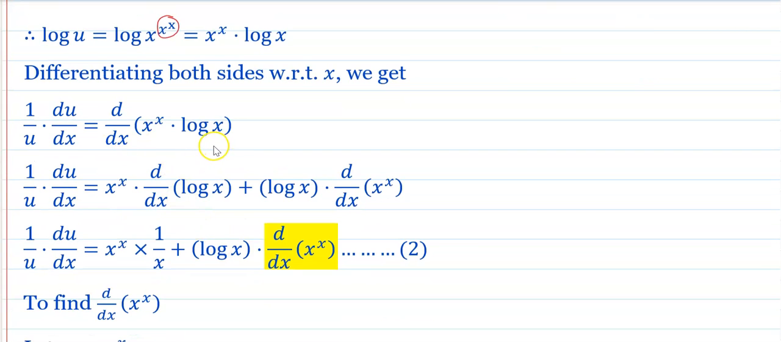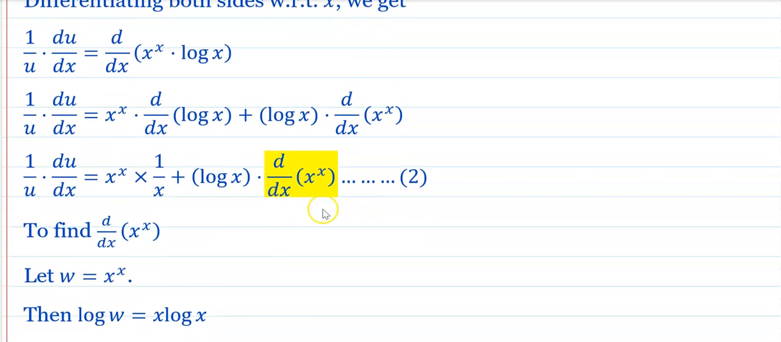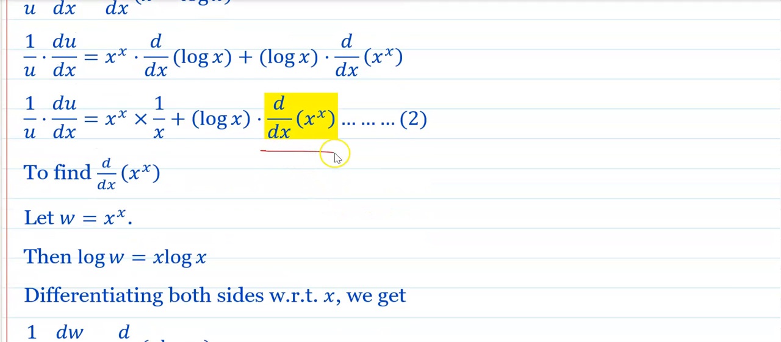Again here we apply the product rule. Keep x raised to x as it is, times the derivative of log x, which is 1 upon x, plus log x times d/dx of x raised to x. Now to find the derivative of x raised to x, again we have to consider the log.